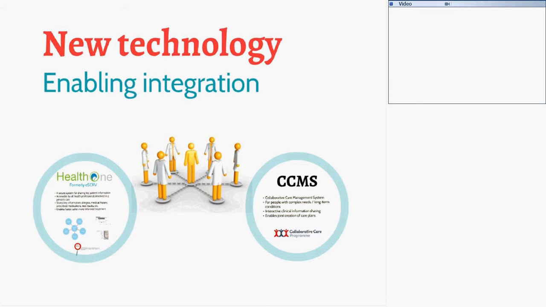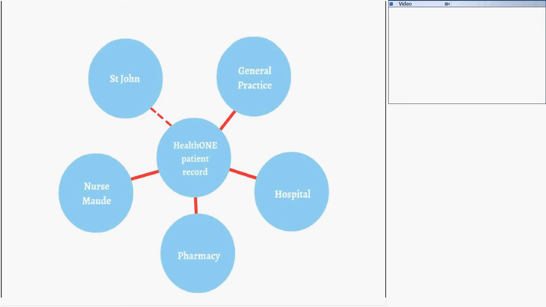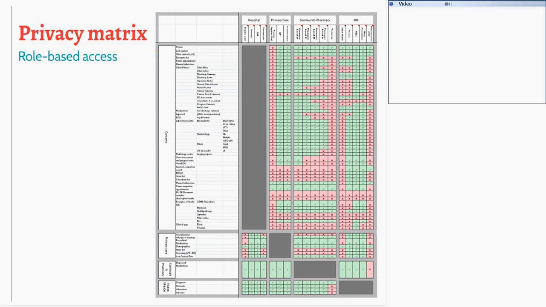So we've also enabled some new technology, and this is again supporting the integration journey. Health One, which basically is a secure system for sharing key patient information. We have now managed to connect all of general practice, hospitals, community pharmacies, Nurse Maud, which is one of our home-based support providers, and soon to be St John's, which is our ambulance provider. And at a touch of a button, you have all of the information and basically a central clinical record, regardless of where you are in the health system.